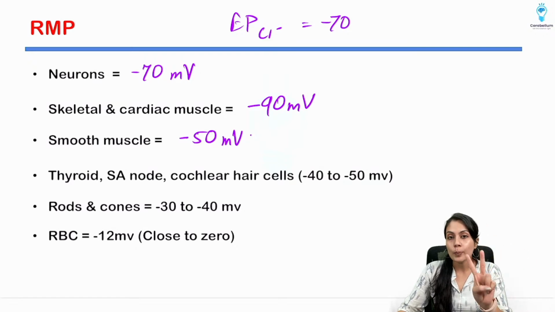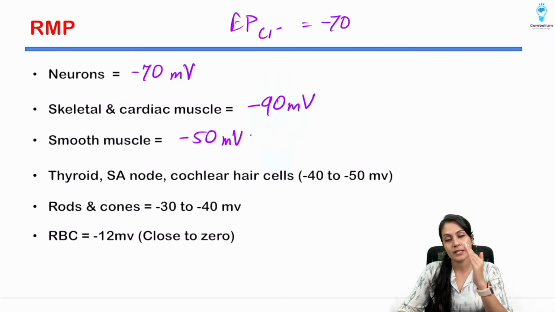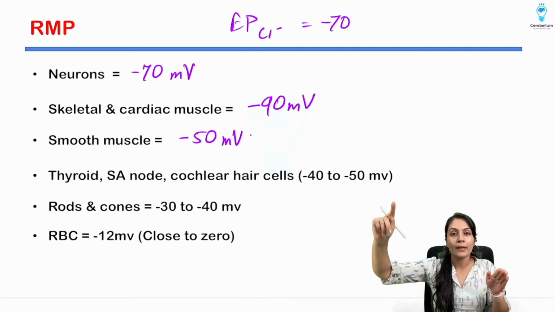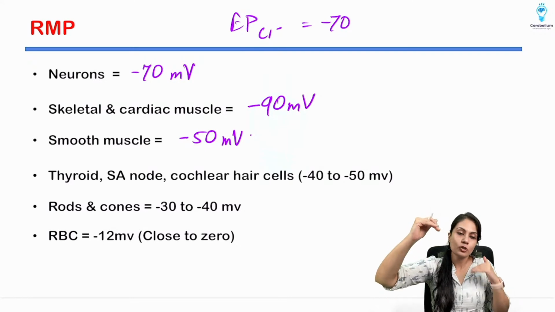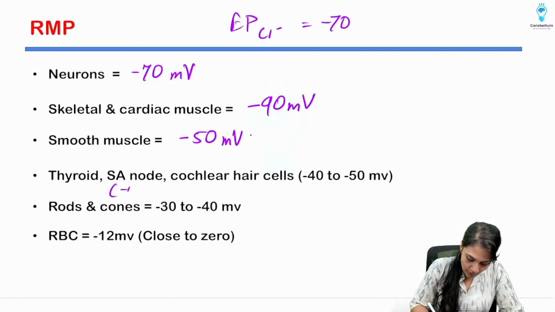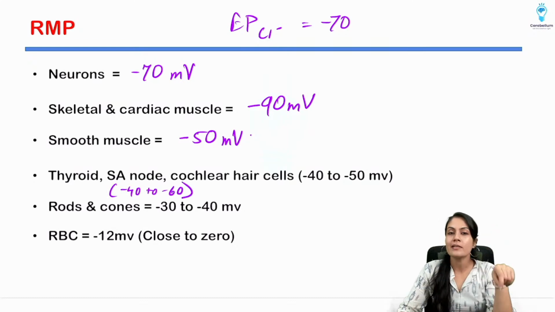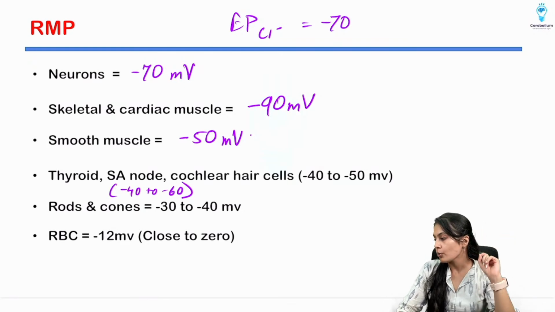What we discussed: there are two pacemakers which have a non-stable RMP, the cardiac pacemakers and the GI pacemakers, that is the interstitial cells of Cajal, which maintain the fluctuating RMP, from minus 40 to minus 60, or you can say minus 60 to minus 40, because minus 60 is again towards the negative. So please make a note of it. SA node is minus 40 to minus 60, and the cochlear cells and thyroid cells are usually minus 40 to minus 50. Okay. What about rods and cones?